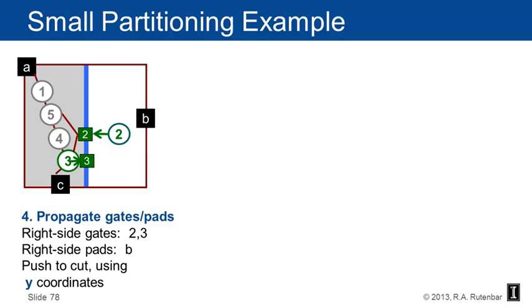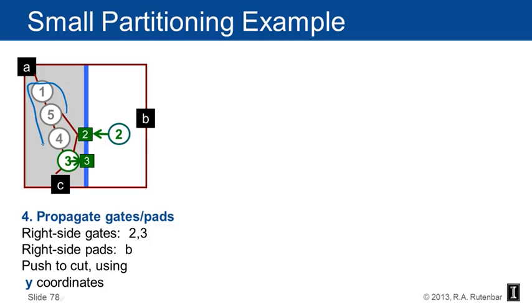So we propagate gate 2 to the boundary. We just push it to the left. And we propagate gate 3 to the boundary. We just push it to the right. And one of the things that's very important to note about gate 3 is that although the first quadratic placement put it on the inside, it's not going to stay there. It's not part of this new quadratic placement problem.